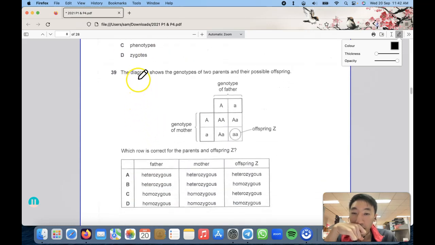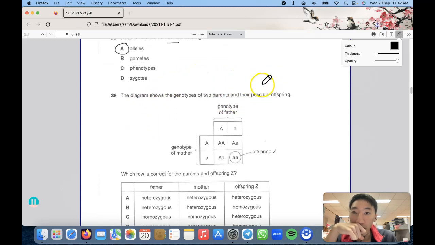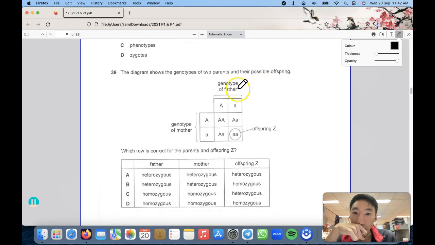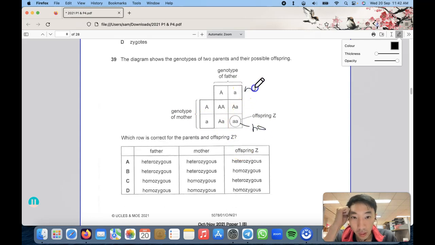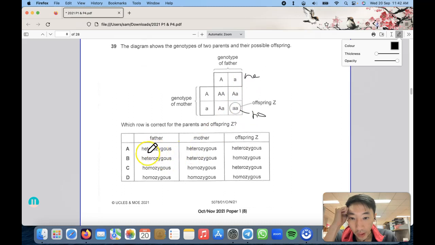39. The diagram shows the genotypes of two parents and their possible offspring. Genotype of father, one big, one small, this is heterozygous. Mother, one big, one small, this is also heterozygous. Then offspring Z will be homozygous. Father heterozygous, mother heterozygous, nope. Homozygous, B. Just double check.